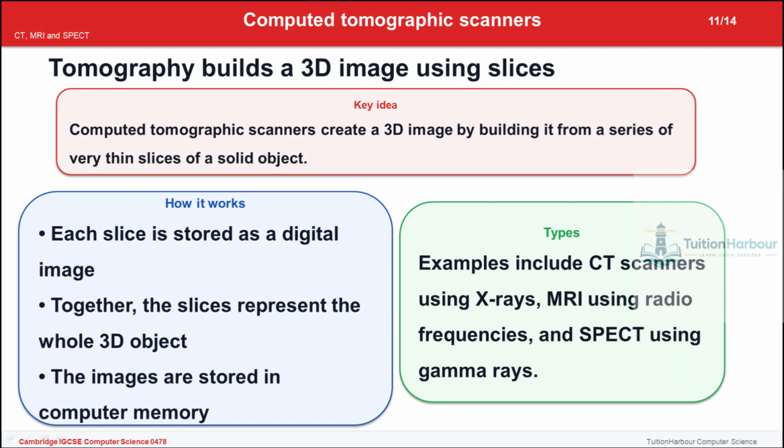Tomographic scanners. Tomographic scanners build a 3D image from many thin two-dimensional slices. Each slice is stored as a digital image. The computer combines the slices to represent the complete solid object.